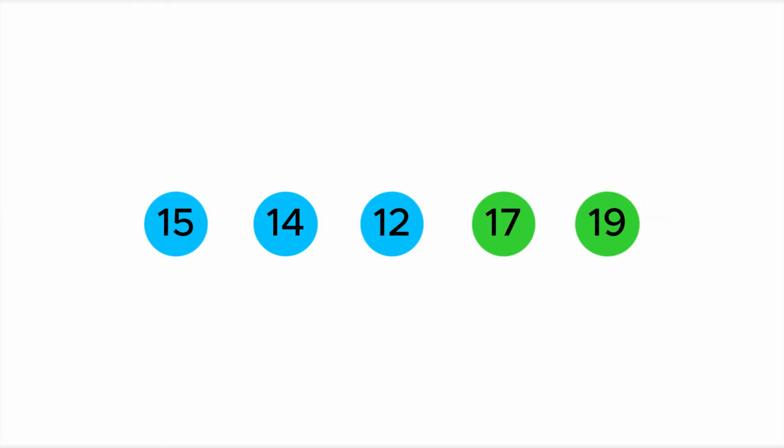We keep repeating this process each time, ignoring the sorted part at the end of the list. After all iterations are done, the entire list is sorted.